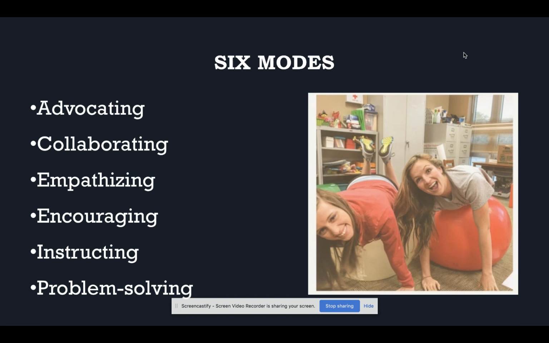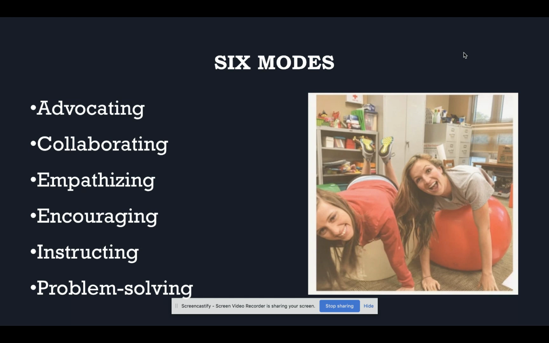The next mode of practice is collaborating. This is where the client takes an active role in the treatment, and the OT facilitates autonomy and encourages the client to have and make choices that are best for them.